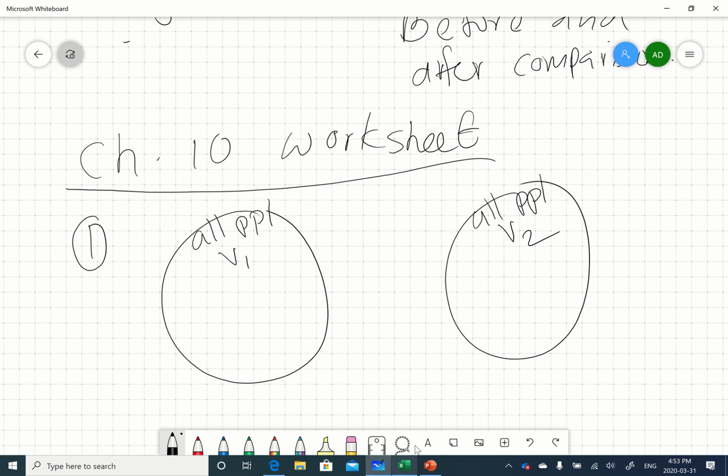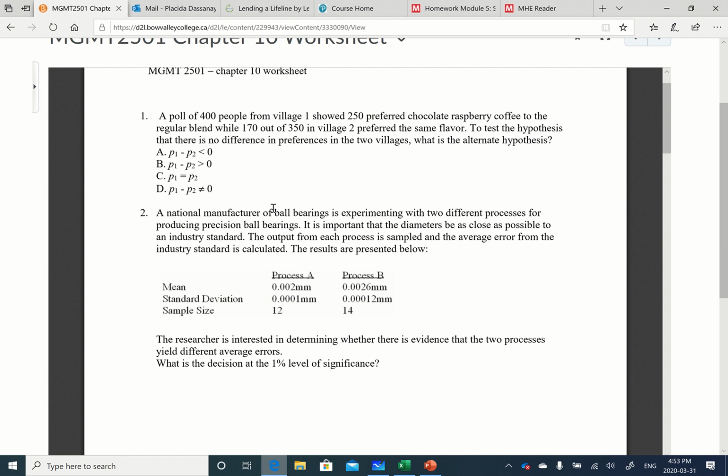So when you think about this question, if you want to figure out the flavor preference, you have to count, right? So out of everybody in village 1, how many would prefer this flavor? That's how you would think about this, right? Out of everybody in village 2, I'm going to count how many would like this particular flavor, right? And that's one way to figure it out. So it's a proportion. If you're counting something out of the total, that's usually a proportion.